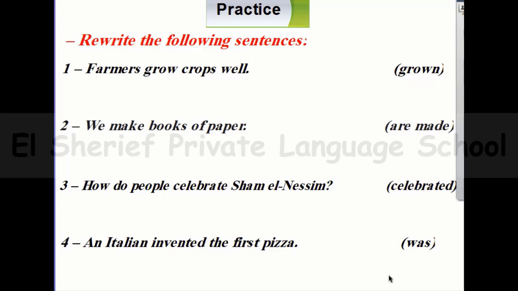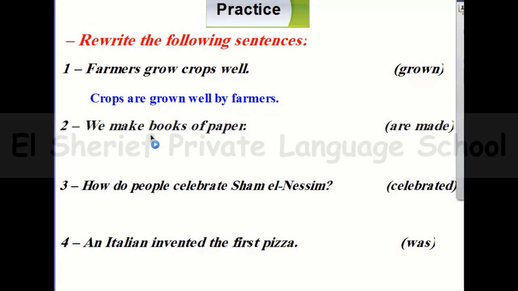Okay, now let's practice. Rewrite the following sentences. Number 1, farmers grow crops well. Use grown. Grown is a past participle from the verb grow. So, he wants us to turn the sentence from the active voice to the passive. Okay? We will start with the object. The object here is crops. The answer will be, crops are grown well by farmers.